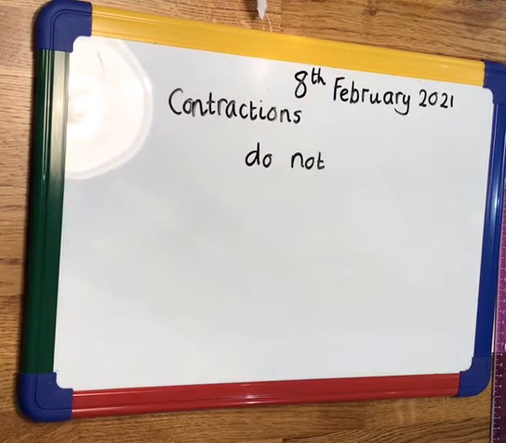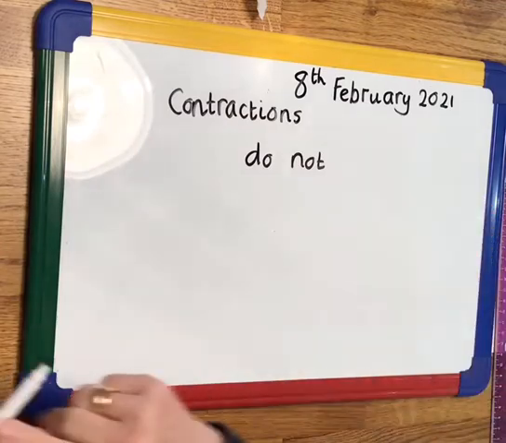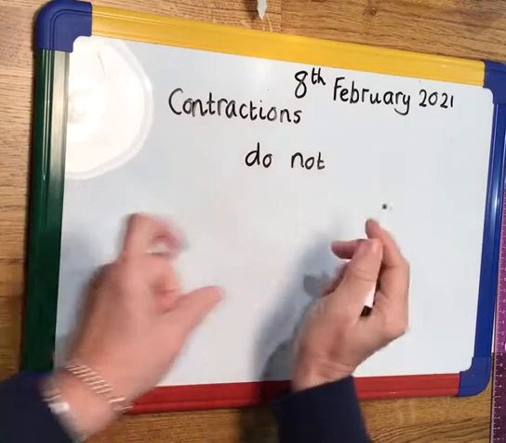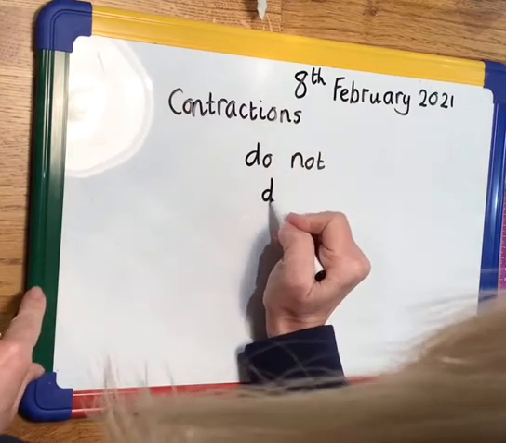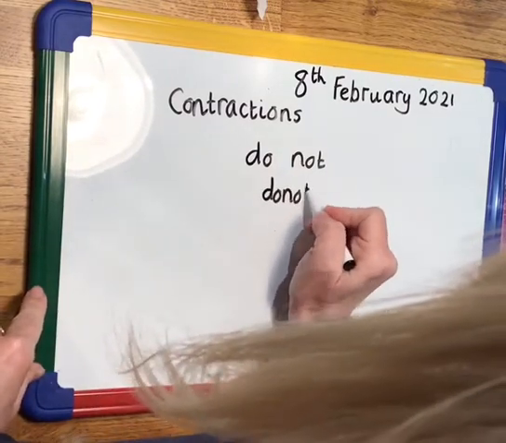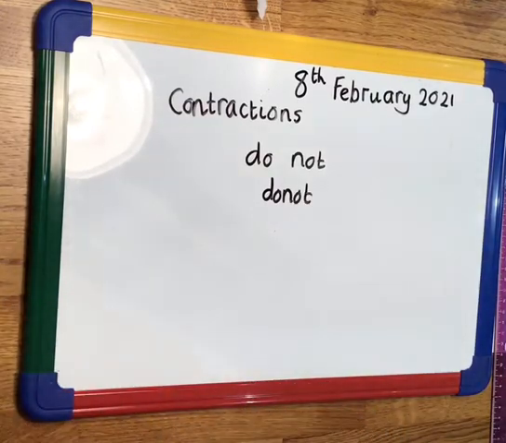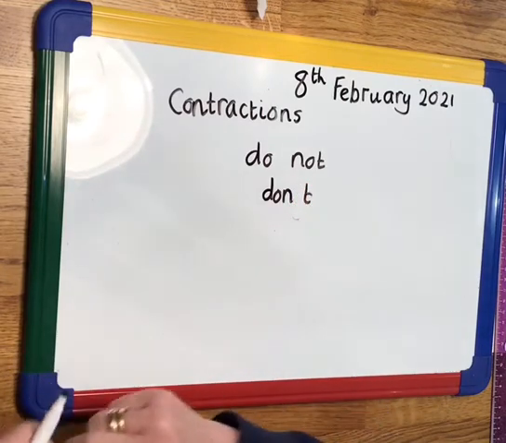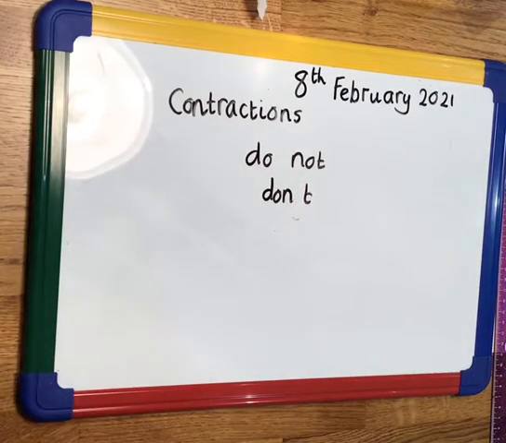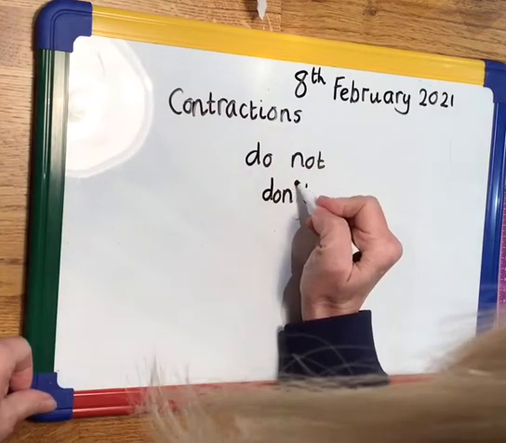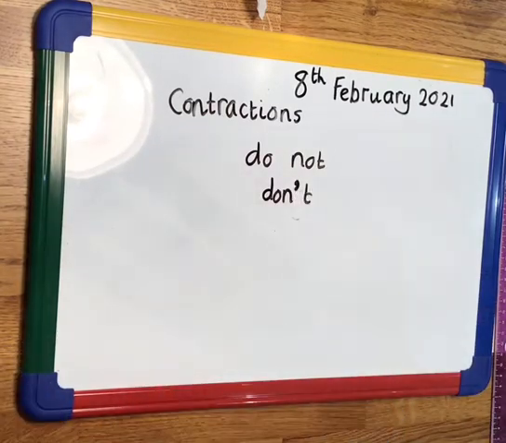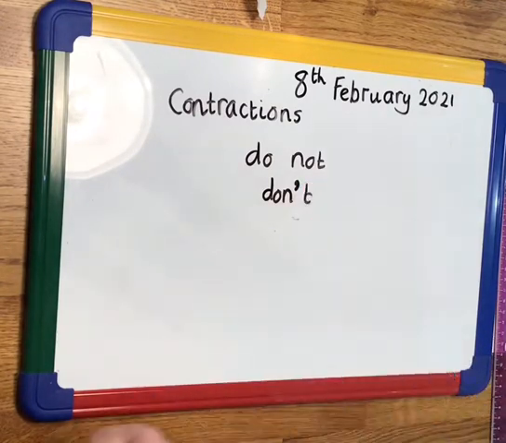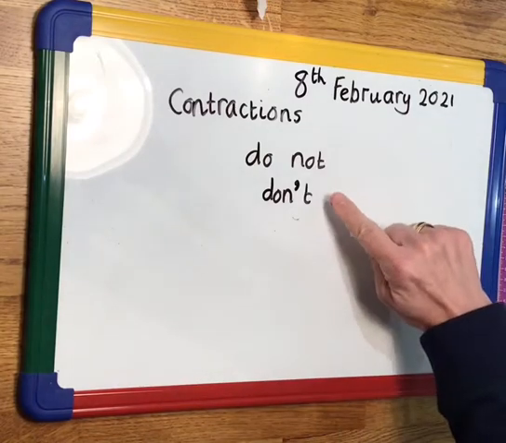So let's find out how to form contractions. I'm going to go back to my example from earlier, do not. The first thing I'm going to do is push the two words together. So I'm going to write them do not, so they become one word. To turn do not into don't, I need to get rid of the O, and I'm going to replace it with an apostrophe, which remember I said it looks like a comma but is in the air. And it shows that a letter has been removed. It goes in the place of the missing letter. Do not becomes don't.